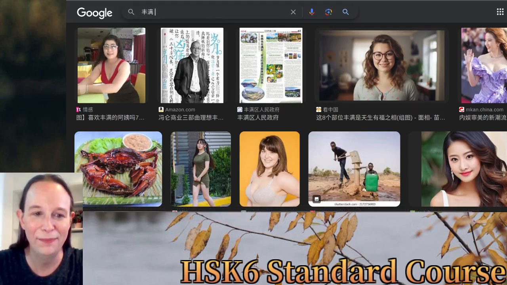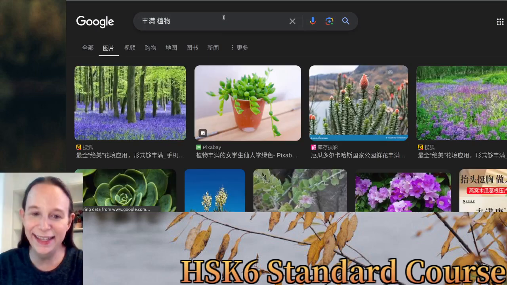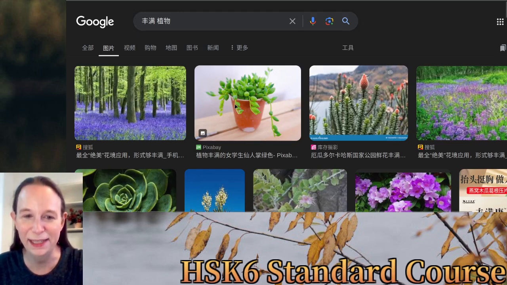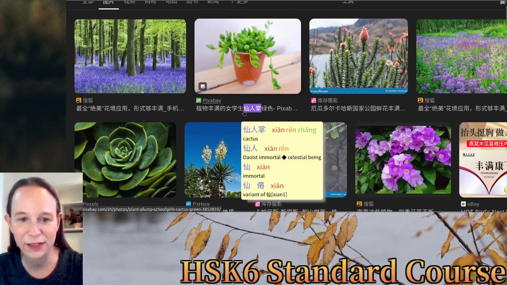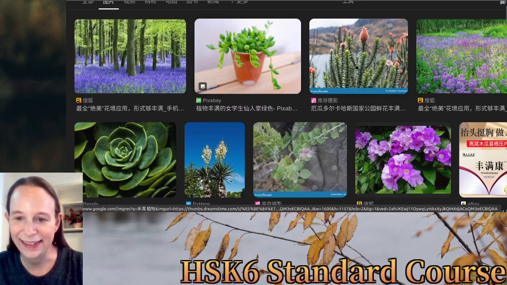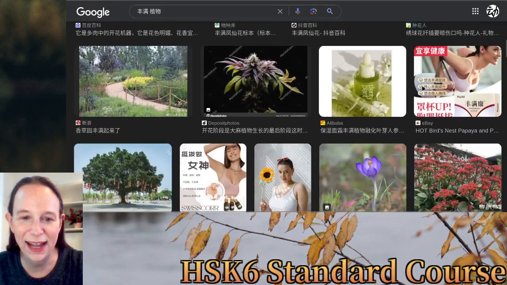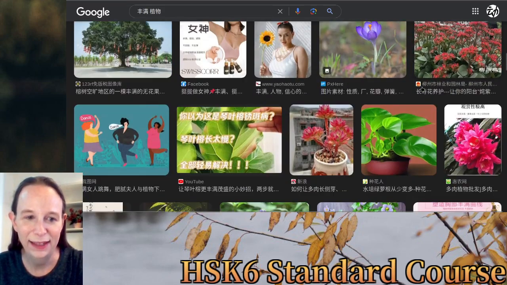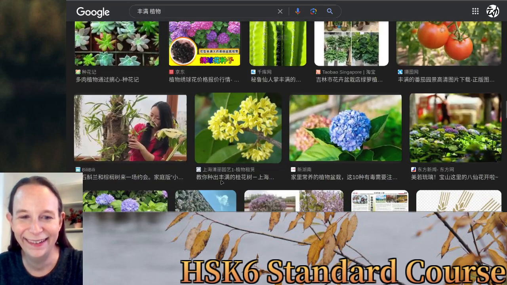Okay, let's put in 植物. This is what I was expecting. Plump, yes, succulents. This is what I was expecting to get. Like, yeah, 植物丰满的女学生.仙人掌. So this is like cactus. So yeah, this is the kind of thing I was expecting, like vegetation. All right.